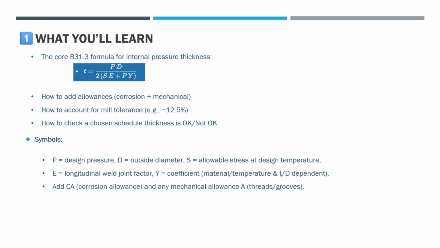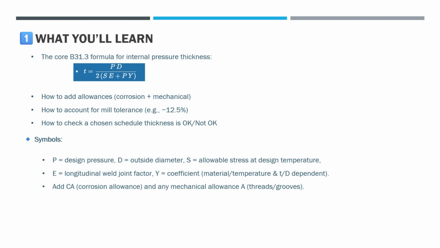What you'll learn. The core B31.3 formula for pressure design thickness is t = P·D / (2(S·E + P·Y)), where P equals design pressure, D equals outside diameter, S equals allowable stress at design temperature, E equals longitudinal weld joint factor, and Y equals a coefficient from B31.3 tables that depends on material, temperature, and t/D ratio.